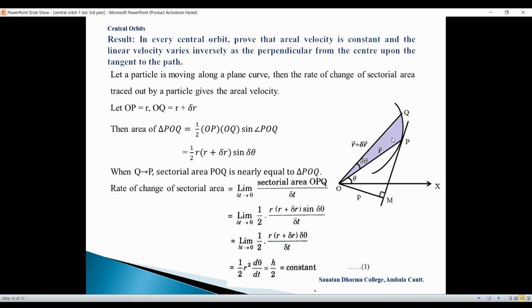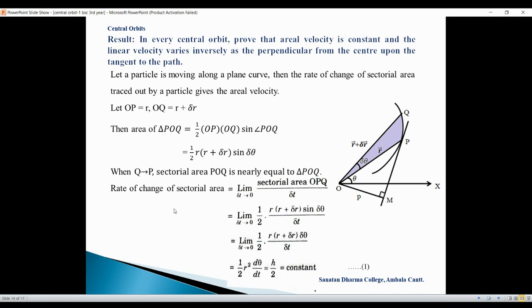What is the formula for this sectorial area? Here Q is very near to P. Say Q is here. So we can consider the area of that sector to be equal to the area of triangle POQ. We have to consider this result here. So to find the area of the sector, we will find the area of the triangle. Area of triangle is half into OP into OQ into sine of the middle angle, that is sine of delta theta.